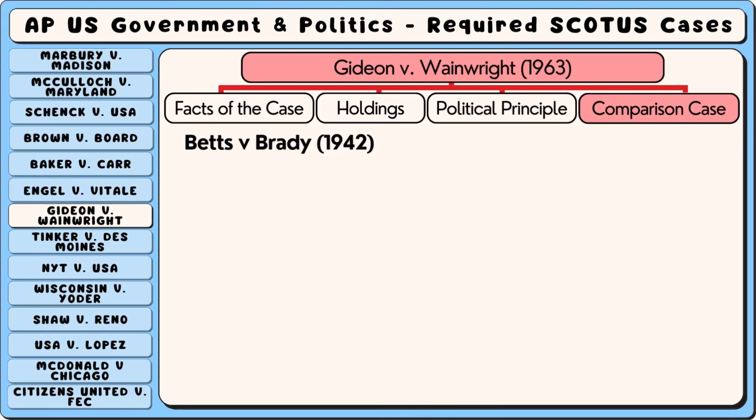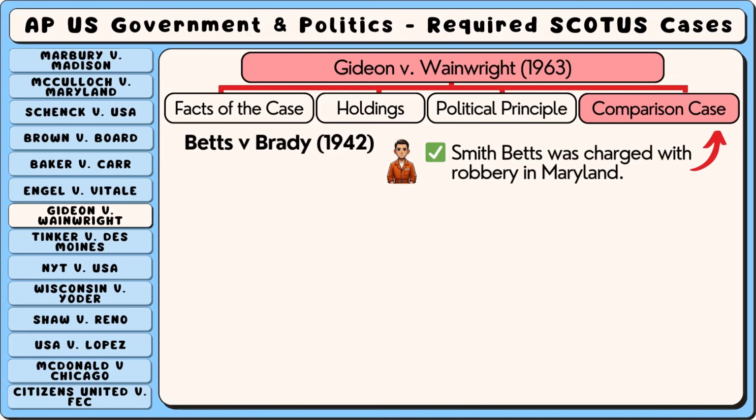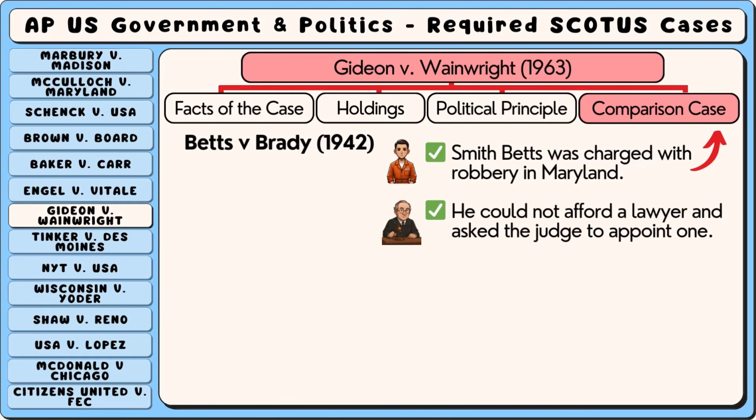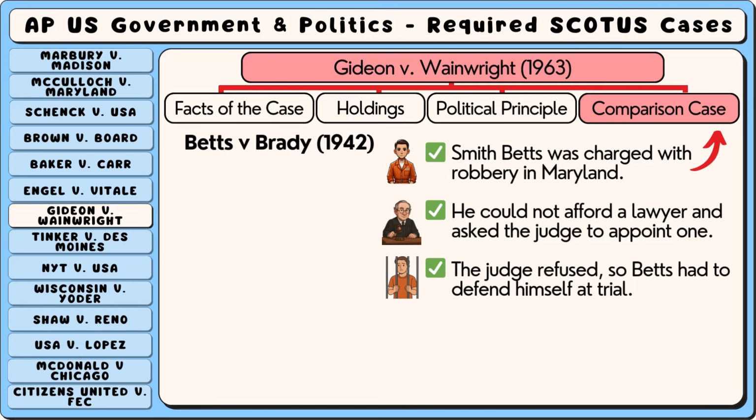So, here's what happened in Betts versus Brady, which occurred 21 years before Gideon versus Wainwright. In this case, a man named Smith Betts was charged with robbery in Maryland. He could not afford a lawyer and asked the judge to appoint one. The judge refused, so Betts had to defend himself at trial. He was found guilty and sent to prison.